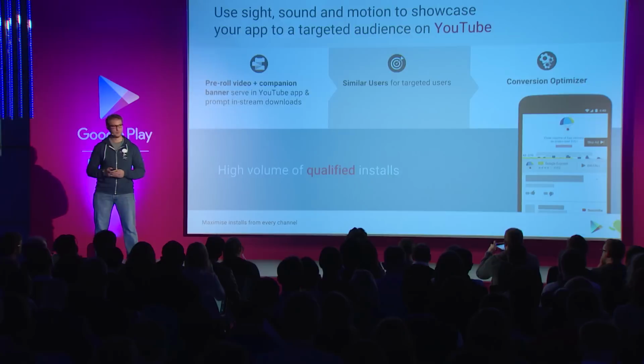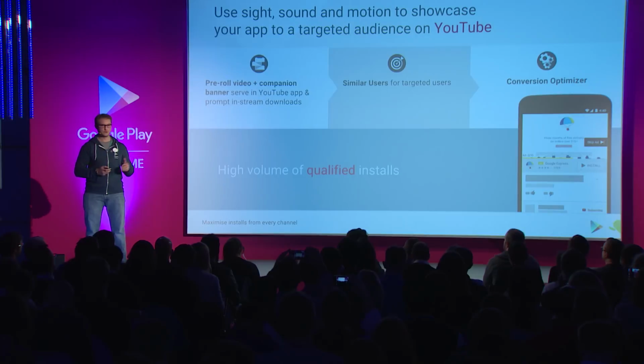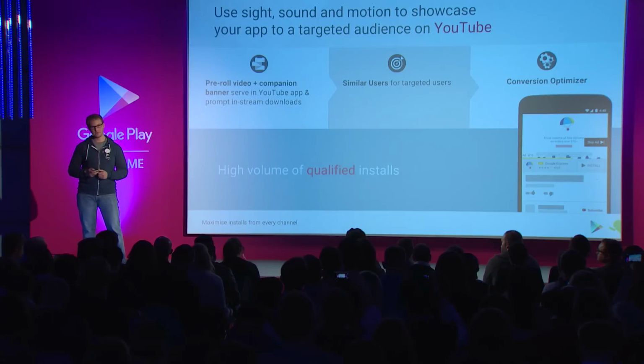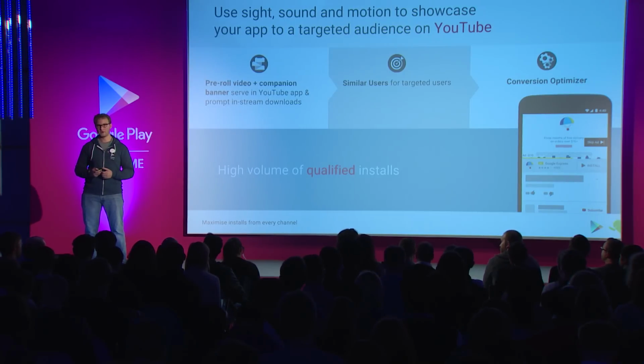And finally, YouTube. As I mentioned a few slides back, YouTube has traditionally been an awareness type of channel. However, what we've seen is that you can get phenomenal results there on highly engaged users. And hopefully with the launch of Conversion Optimizer towards the end of this year, we'll be able to scale user acquisition at a target CPI across YouTube, qualifying the users before they download your app.